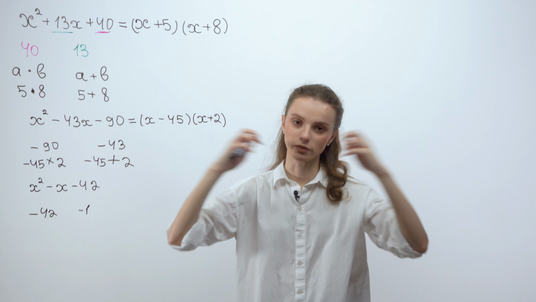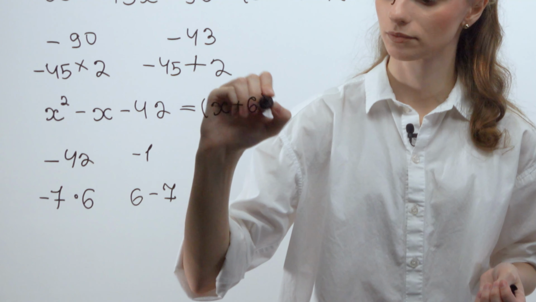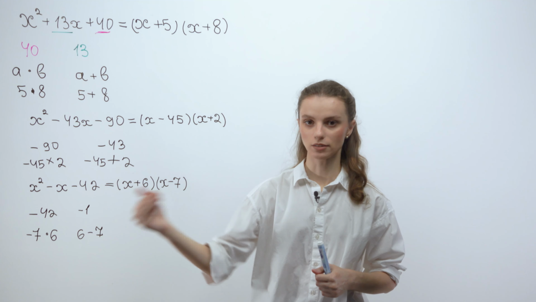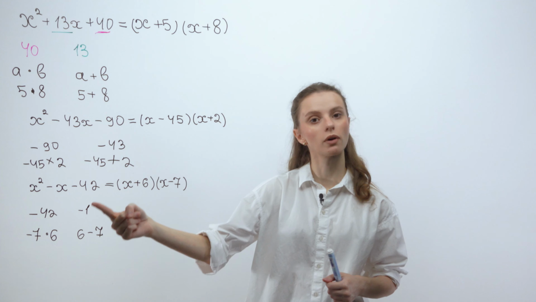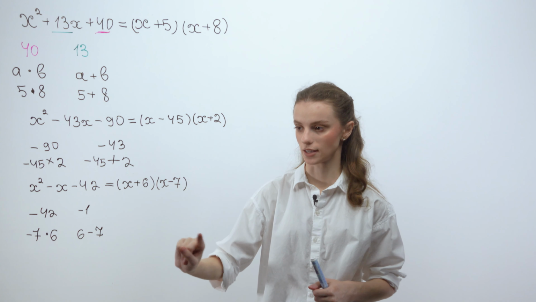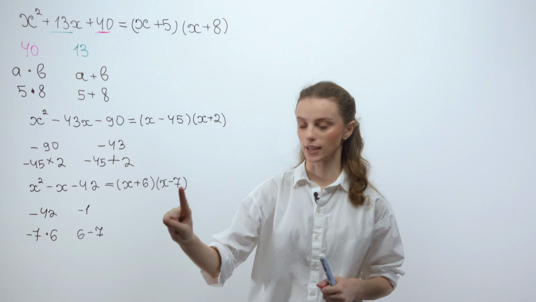Negative 7 and 6. Okay, and now I can just rewrite it as x plus 6 times x minus 7. Here, the order doesn't really matter as long as you have the correct sign. If this was positive 1, then the factors would be negative 6 and 7. Again, it doesn't matter which parentheses goes first, as long as the sign is correct.